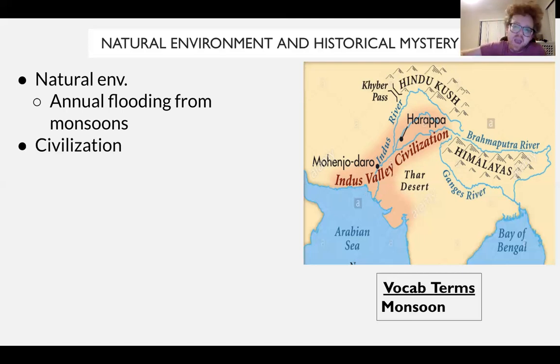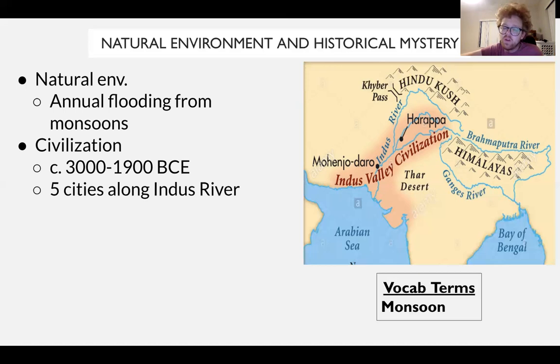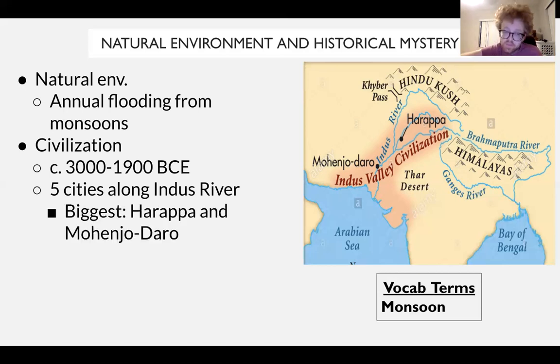However, we don't know that much about ancient Indus River Valley. We know that it probably was around between these years right here. We know that there are a collection of at least 5 cities along this Indus River Valley. The biggest, of course, are these 2 cities of Harappa and Mohenjo-Daro.